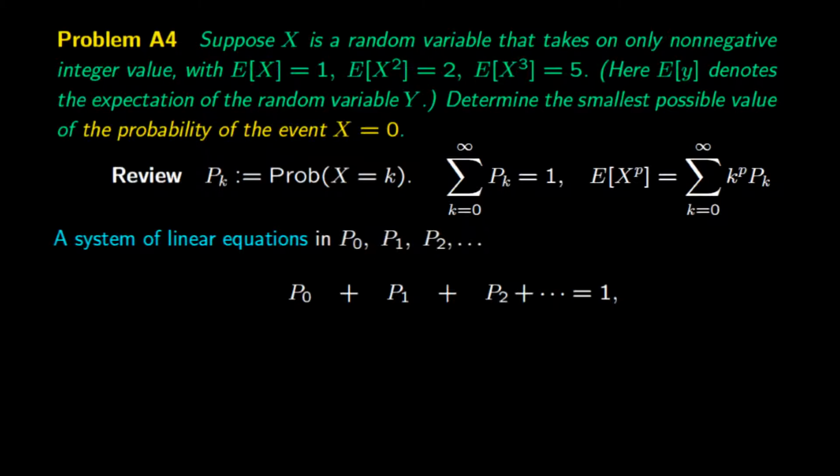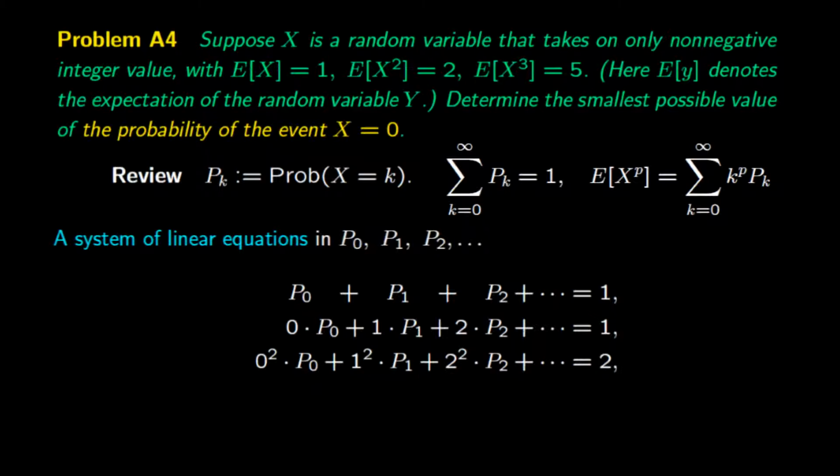It seems these conditions are giving us a system of linear equations on infinitely many variables pk. This first equation came from the fact that the probabilities must add up to 1. This 1 came from the expected value of x. This 1, from the expected value of x squared. This 1, from the expected value of x cubed.